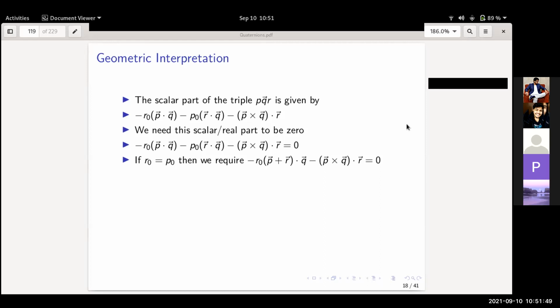Sir, first we can take minus R naught P dot Q in the first expression. The second expression, minus P naught R dot Q. And in the third expression, we can interchange the dot product and cross product, like in a vector triple product. Then we can get something like PR minus P cross R. Yeah, very good. Actually, that is what we will do now.